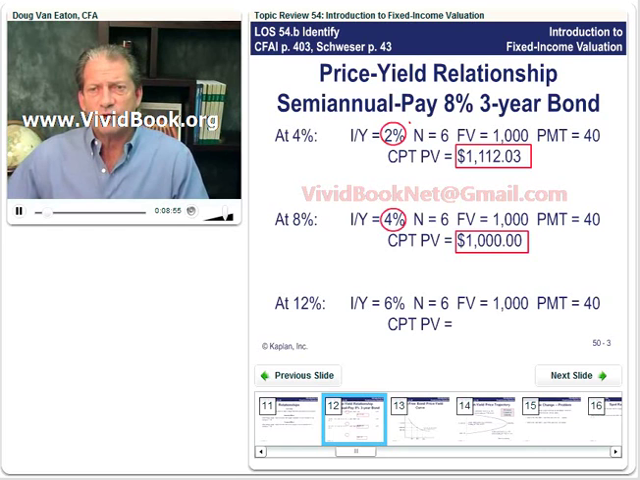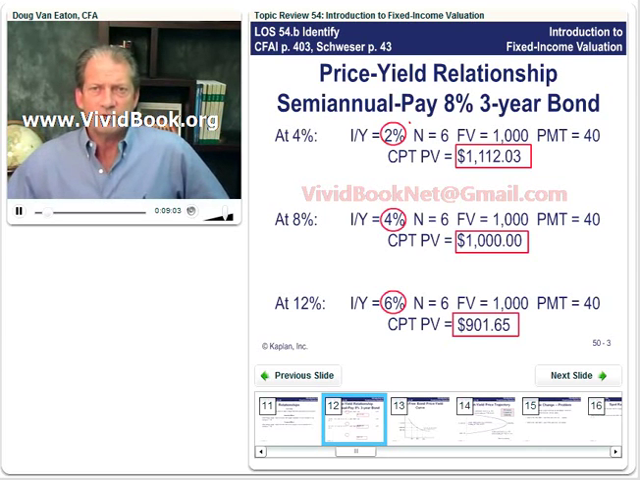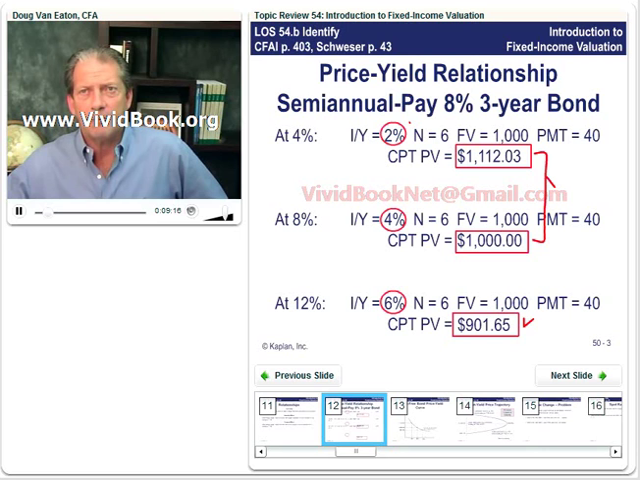And if interest rates go up, that price is going to go down, that present value is going to go down. In this case, at a 12% yield to maturity, the present value of this, its price, would be $901.65. And you can see that convexity again here, because for a 4% decrease in yield, this price goes up by $112.03. Easy to read it right off here.